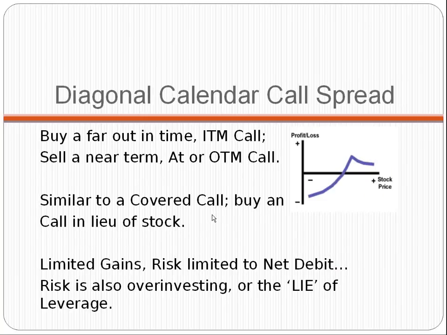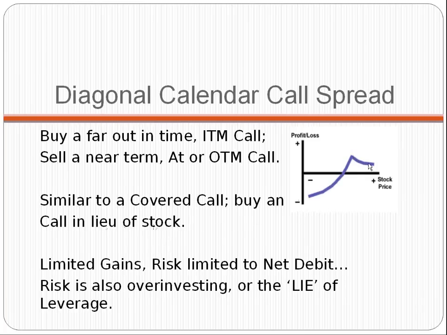And CW, here's the calendar spread. We're going to buy a far out in time in the money call, sell a near term at or out of the money call. So instead of buying stock and selling it at the money call, I'm using leverage to buy an in the money call, but that call I'm buying is farther out in time. We're buying call in lieu of stock.